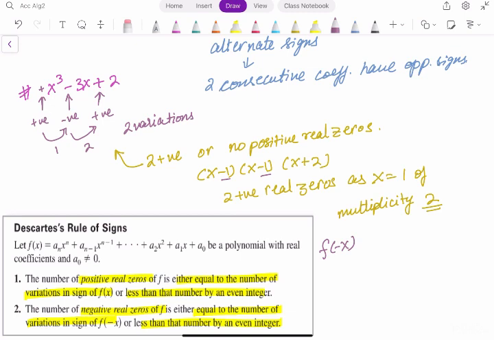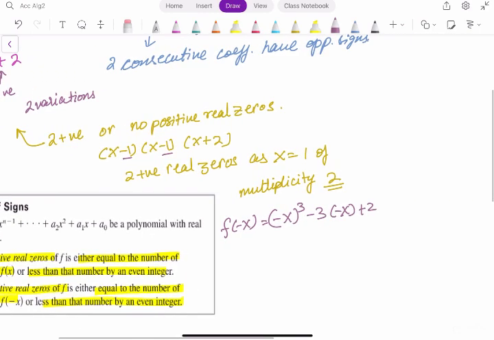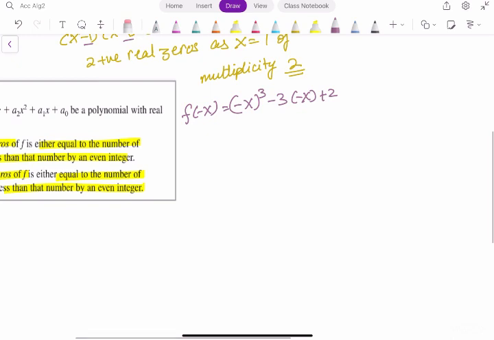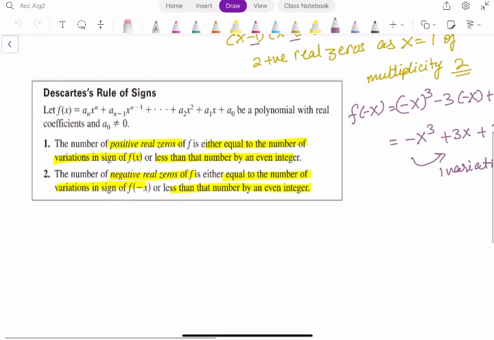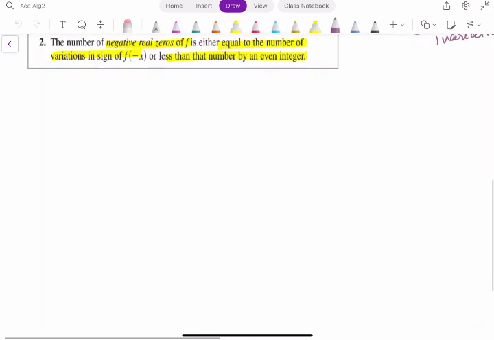Now if I do f of negative x of the same function, instead of all the x's, we will plug in negative x. Let's see how things will go. Negative x cubed will give you negative x cubed. In this case, negative and negative will become positive, and the 2 is already there. So I can see only one variation, from negative to positive. That's how you can understand how many variations there are.